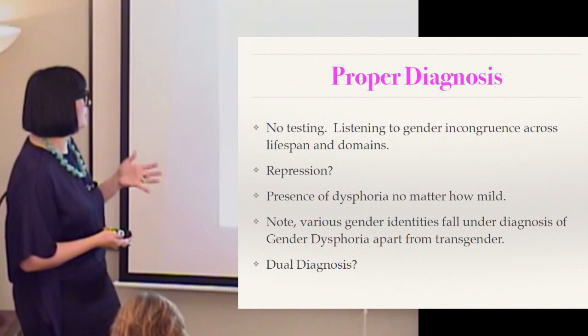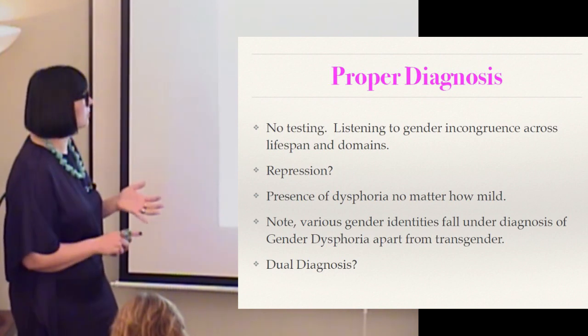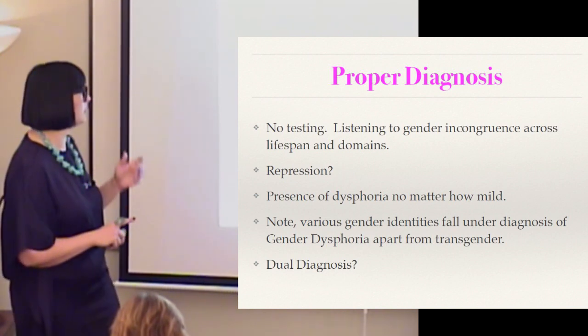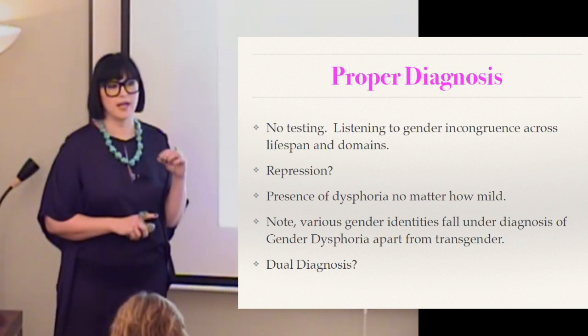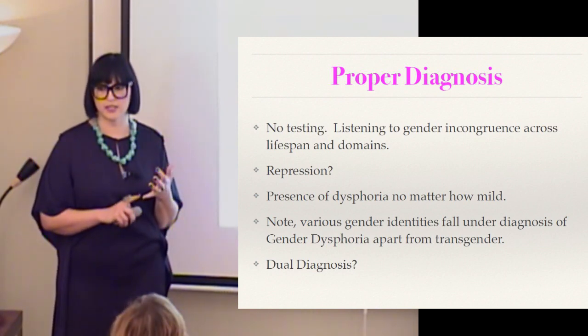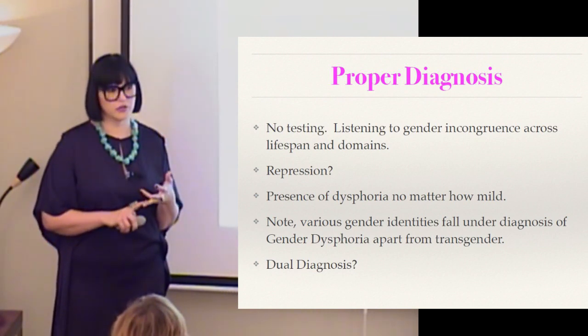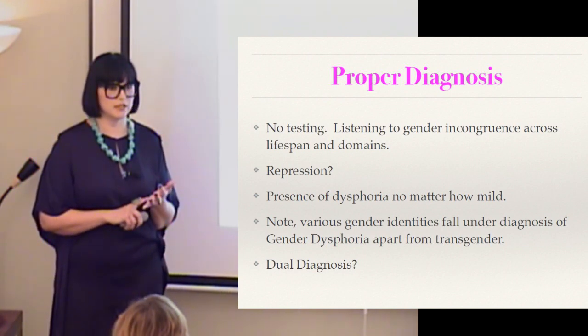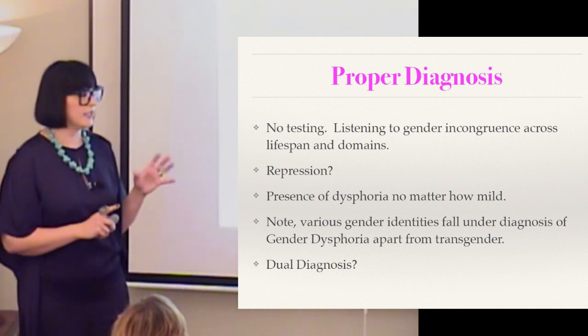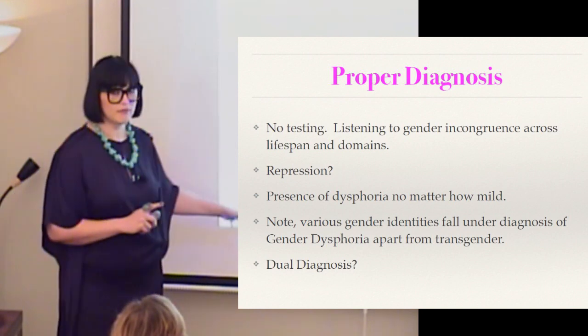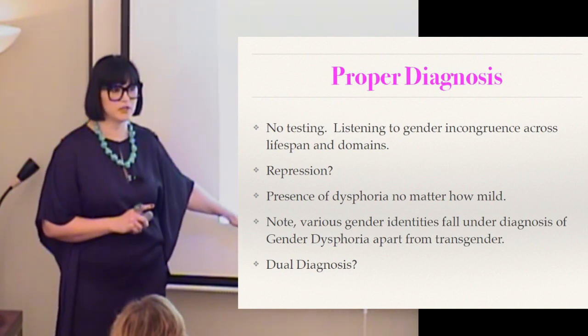So how do we properly diagnose? Again, there's no testing. So we're really listening to gender incongruence across lifespan and domains, and we remind ourselves that we're listening to a subjective sense of identity. It's their truth, it's their reality, it's how they see themselves. And I'll talk a little bit later about dual diagnosis, because we also have to be properly looking for this.